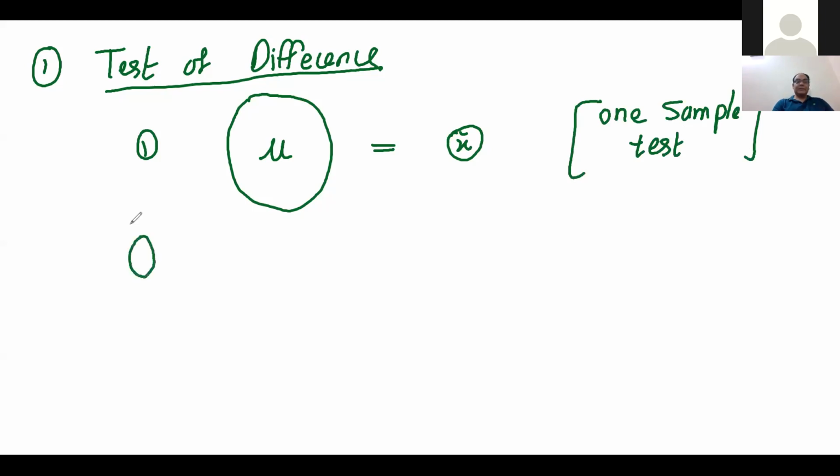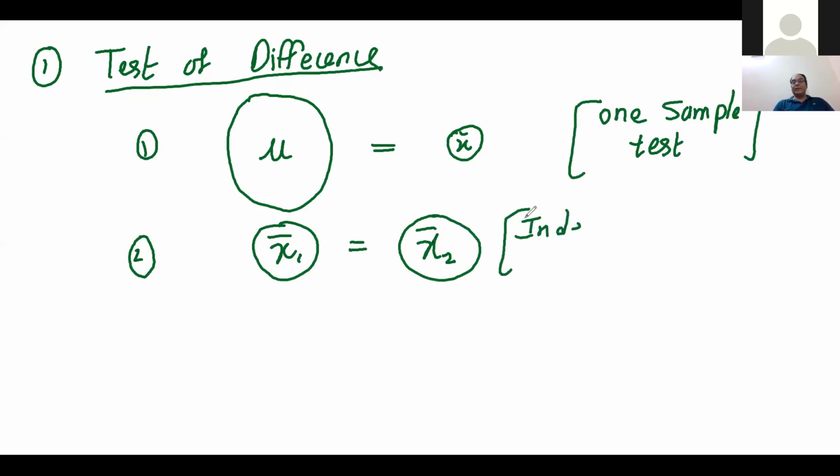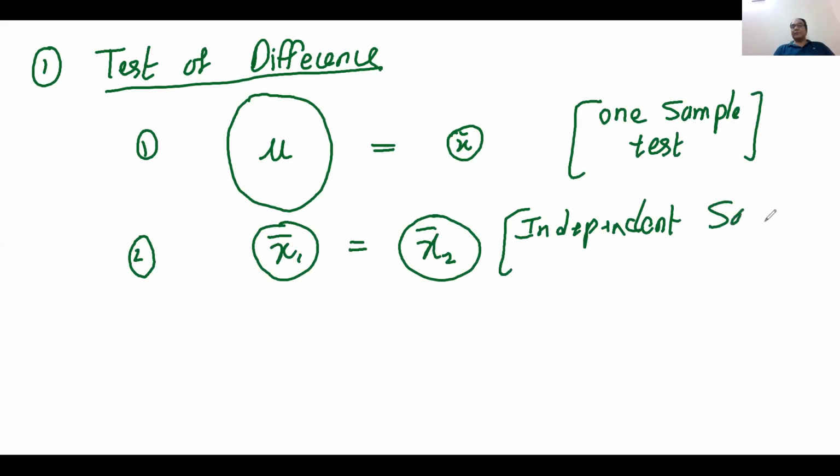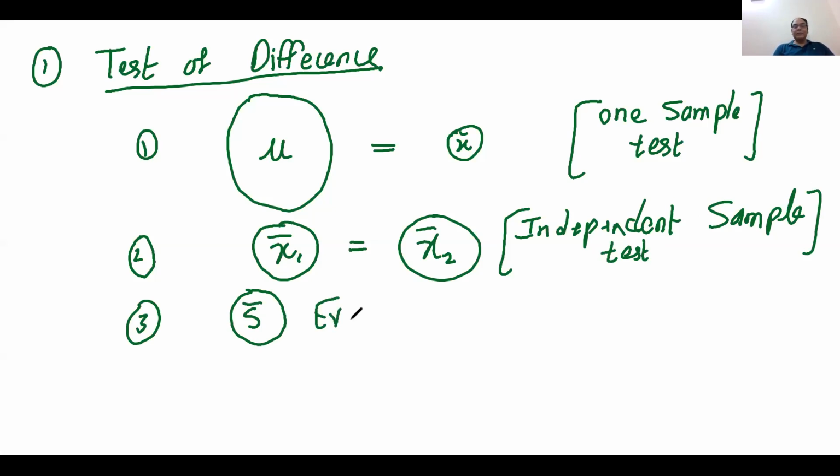In the second case, we compare two different means: the mean of sample 1, and we assume that it is equal to the mean of sample 2. This is known as independent sample test. So this is case number 2. In case number 3, we have the same sample mean, then some event happens in between, and afterwards we measure the sample mean again. This mean is known as pre-mean, and this mean is known as post-mean. This is simply known as paired sample test.